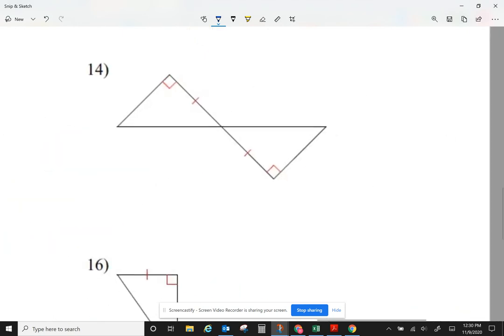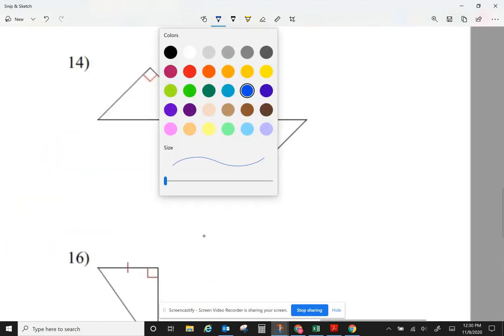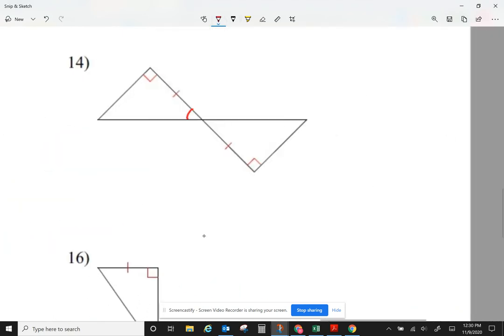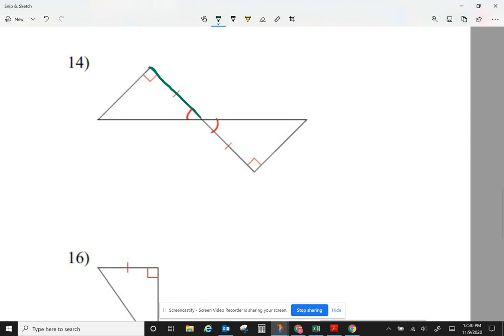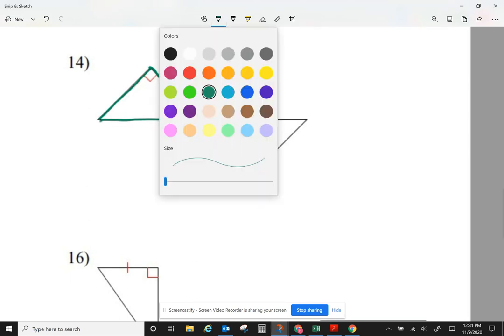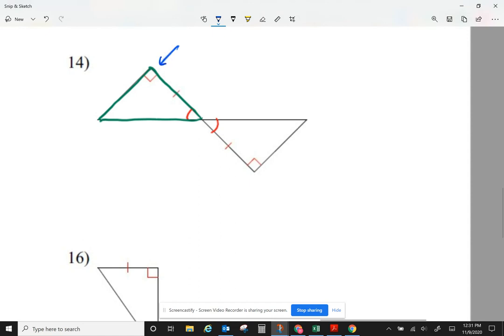Take a look at number 14. First, I see, can I legally mark something? Yes, I can mark those angles. Then take a look at one of your triangles. I'm looking at this triangle. I notice that this triangle has two angles marked.